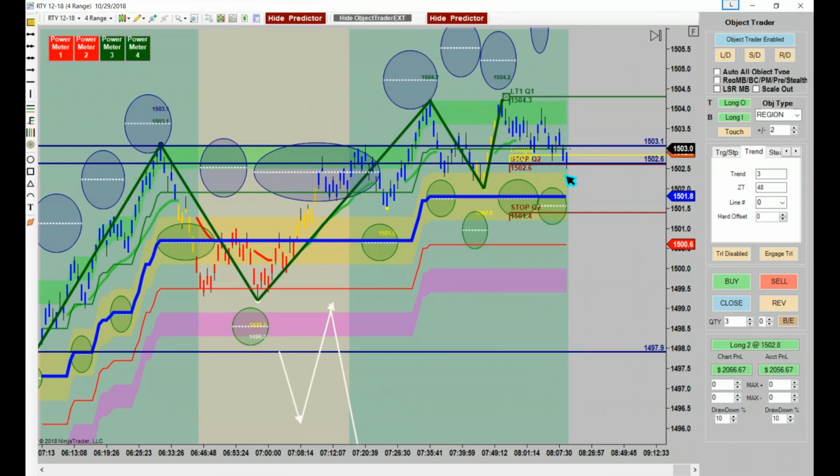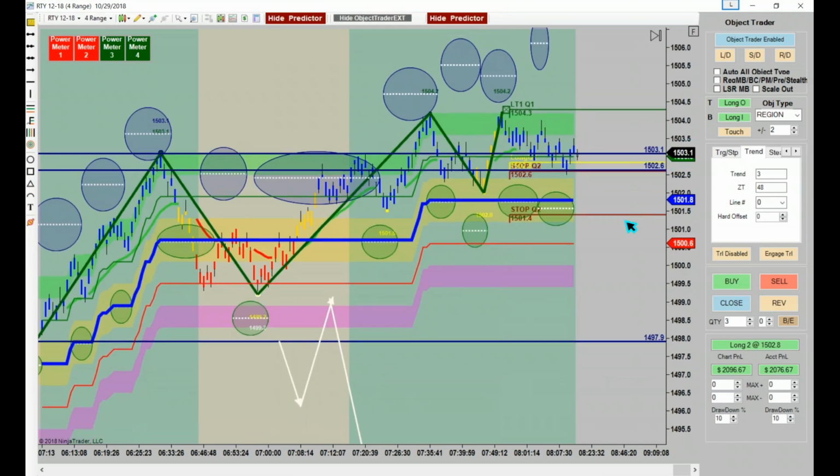Okay, it looks like it's going to get us. Not yet, though. Came close. I think it's still going to get us. It's stair-stepping down.